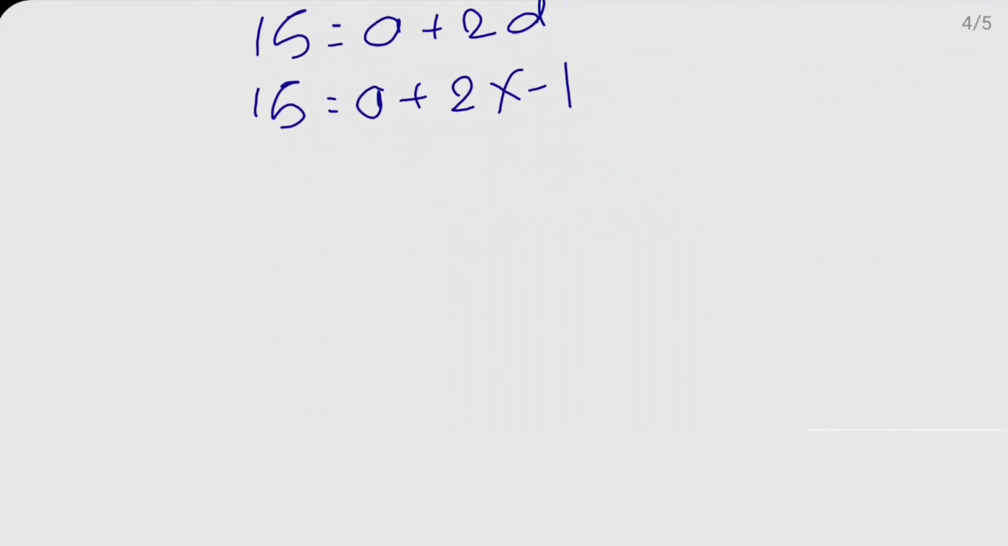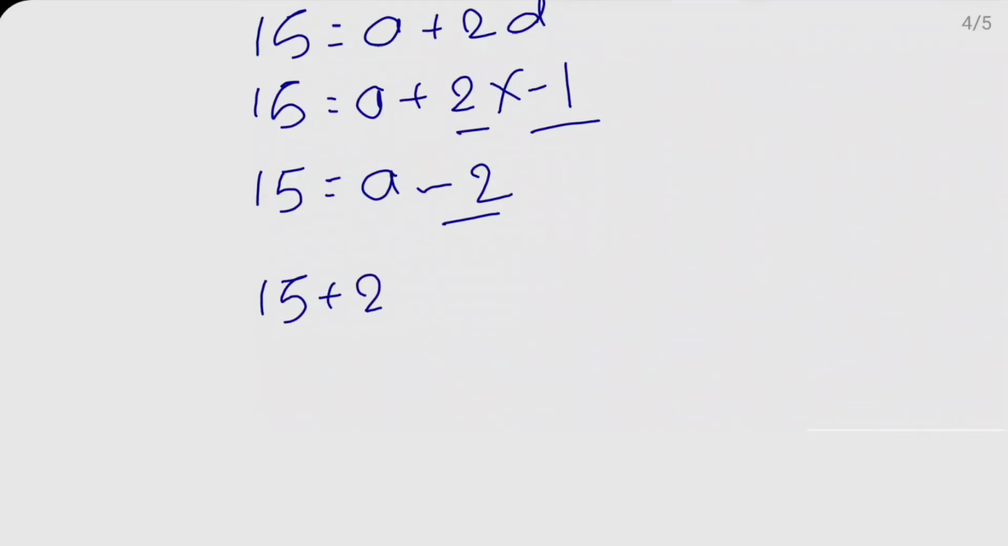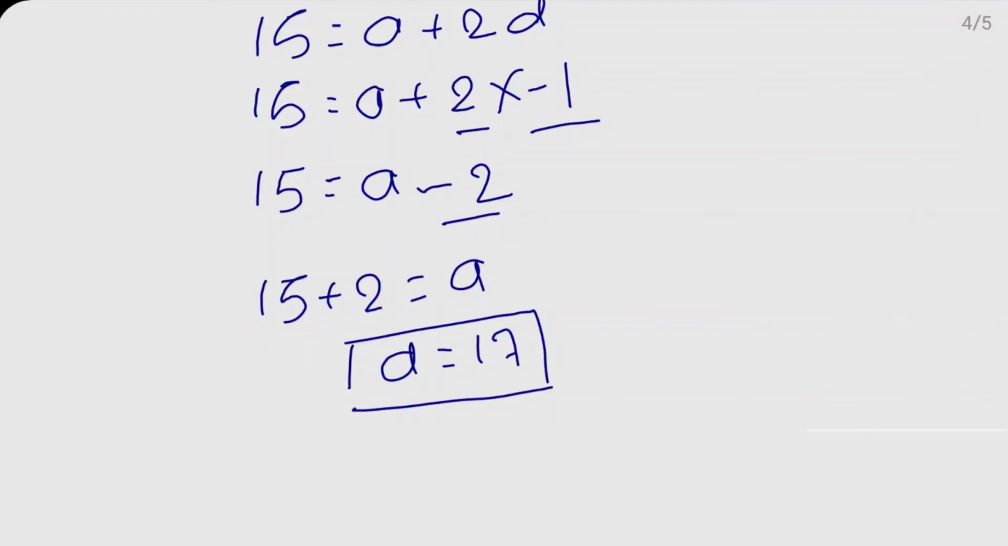So now 15 equals a, and 2 into minus 1 is minus 2. This minus 2 comes to the LHS and becomes a plus. So 15 plus 2 equals a, then a equals 15 plus 2, which is 17. So a is 17 here.